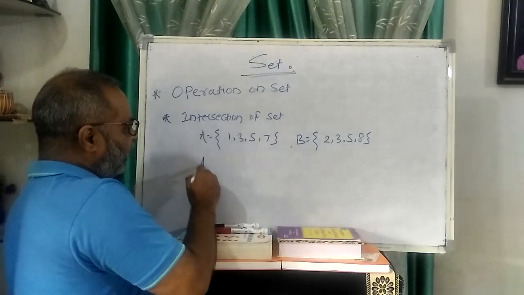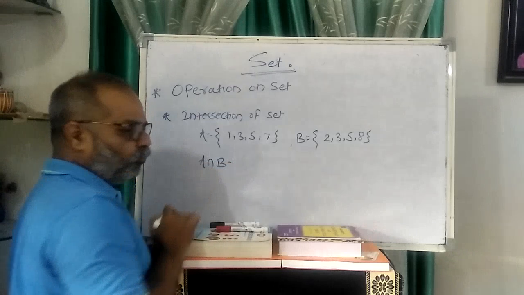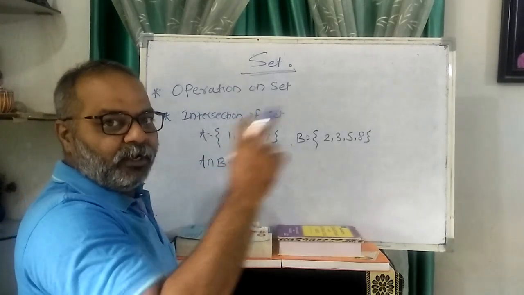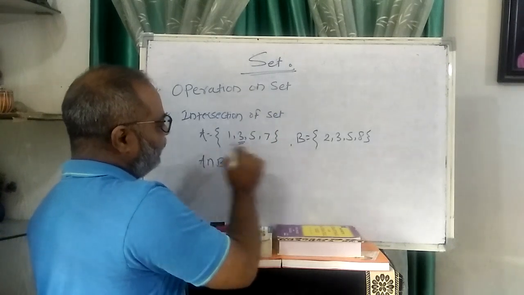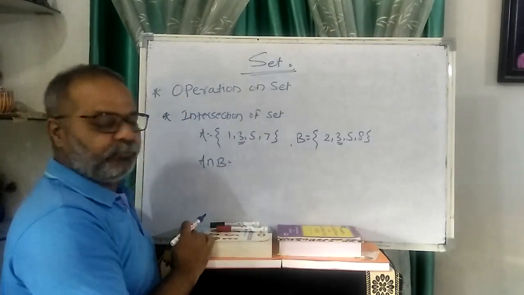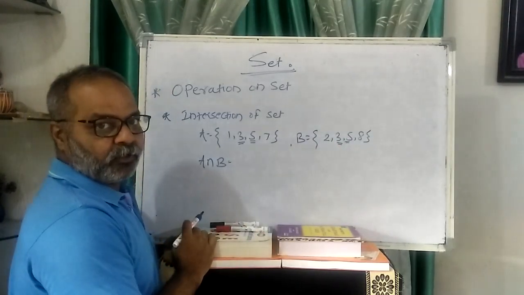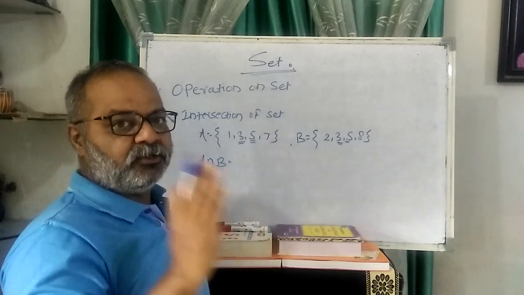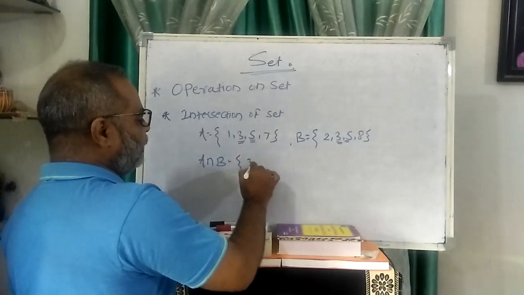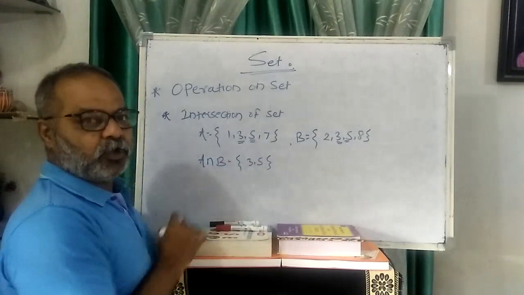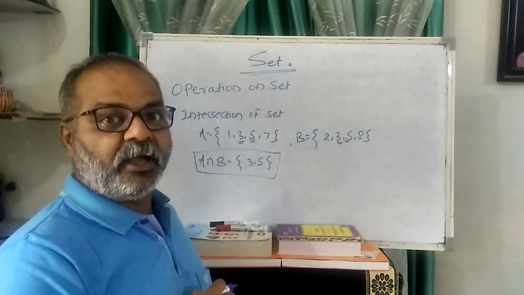We will find A intersection B. To find the intersection, we think about the common elements present in the sets. Which are the common elements here? 3 is present in A and also in B, 5 is present in A and also in B. The meaning of intersection is that you take the common elements from the given sets. So the common elements are 3 and 5, and A intersection B is equal to {3, 5}.